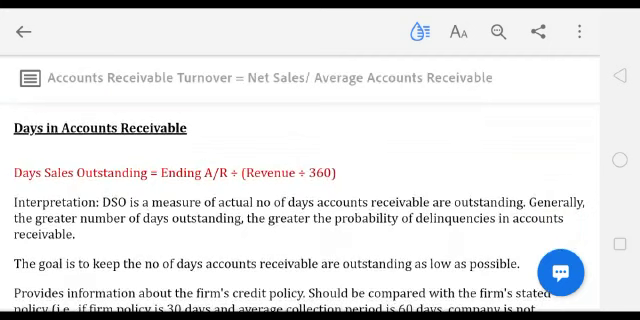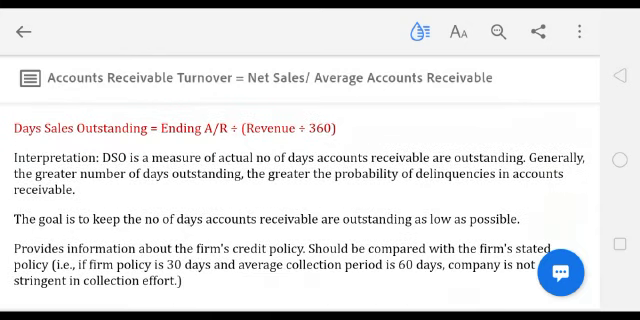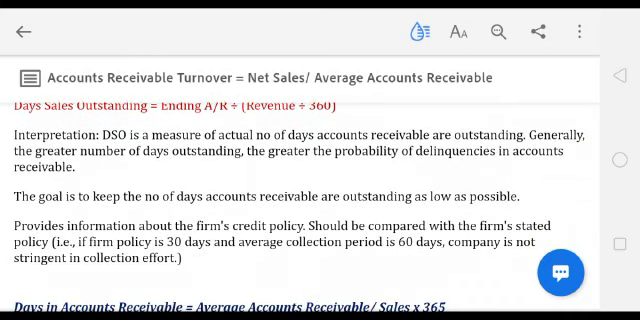Now the next formula is days in accounts receivable. Days sales outstanding is a measure of the actual number of days accounts receivable are outstanding. Generally, the greater the number of days outstanding, the greater the probability of delinquencies in accounts receivable. The goal is to keep the number of days accounts receivable are outstanding as low as possible. It provides information about the firm's credit policy. It should be compared with the firm's stated policy.